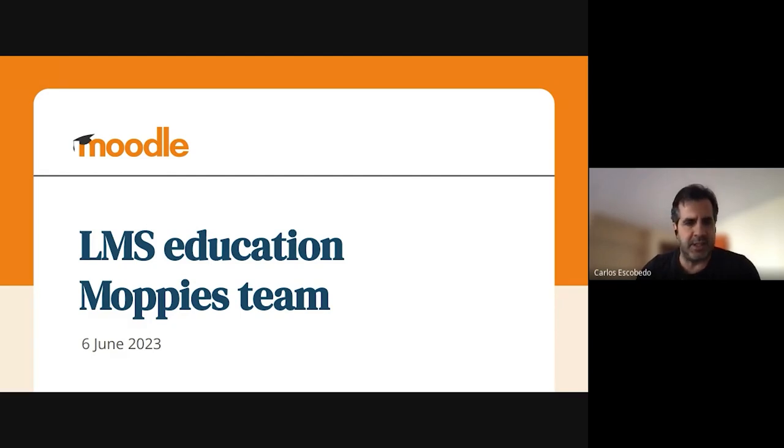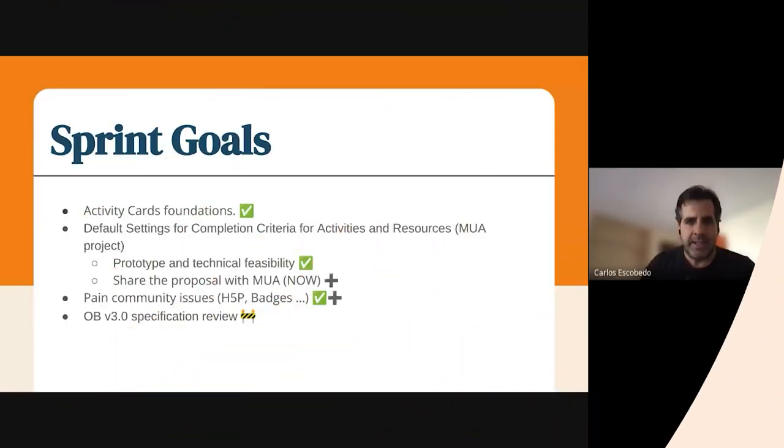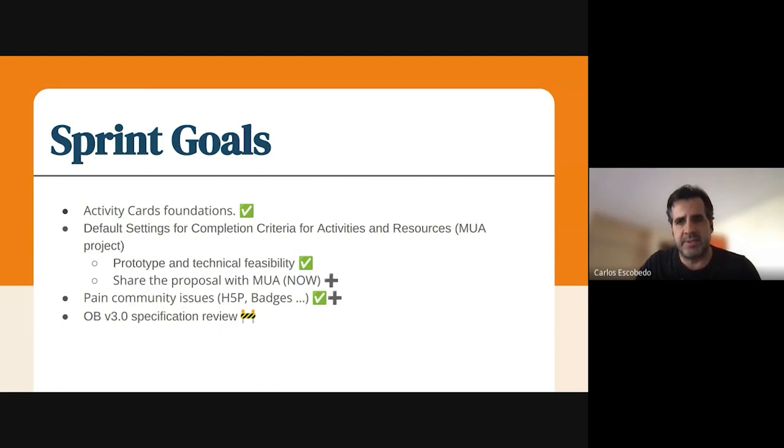Next slide, please. Reviewing the spring goals, we are very satisfied with all of them. Only we have moved the effort of the study of the Open Badges 3.0 specification review to the next spring, to give more strength to the activity cards, and also to give more strength to the MUA study project. This way we'll be able to create the statement of work for the next spring and start working on it. Next slide, please.